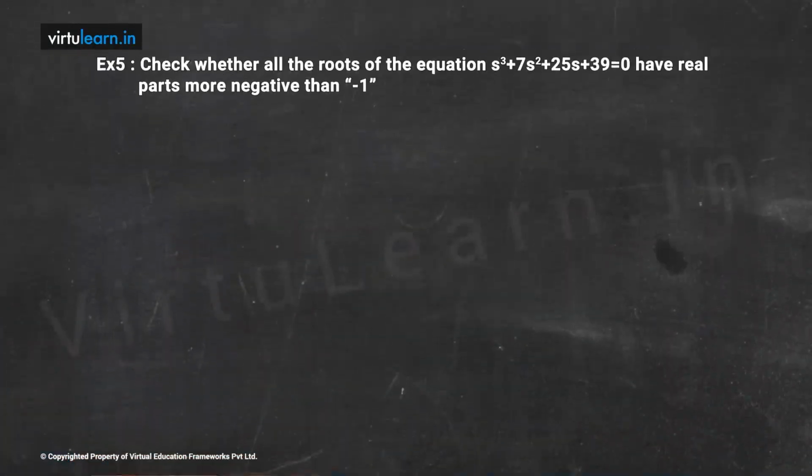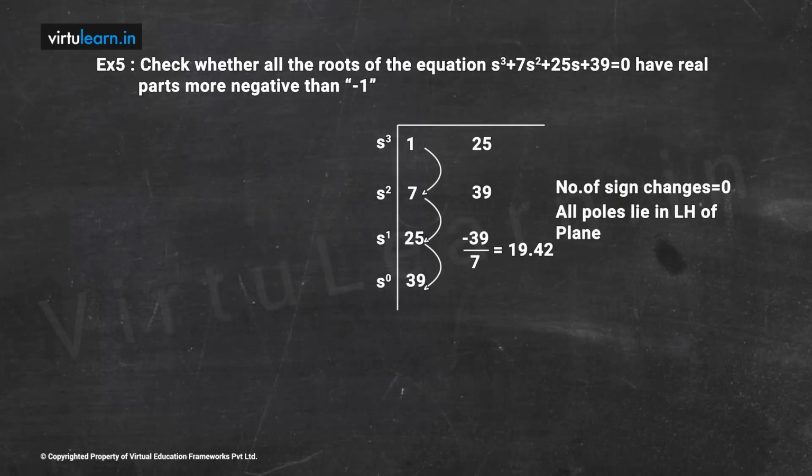The example is like this, the problem statement. Check whether all the roots of the characteristic equation s cube plus 7s square plus 25s plus 39 equal to 0 have real parts more negative than minus 1. The characteristic equation is given to us, then we need to find the roots having a real part more negative than minus 1.